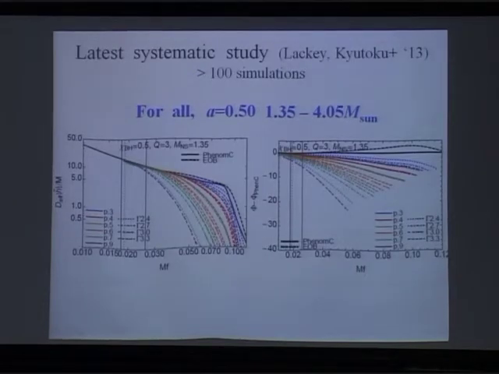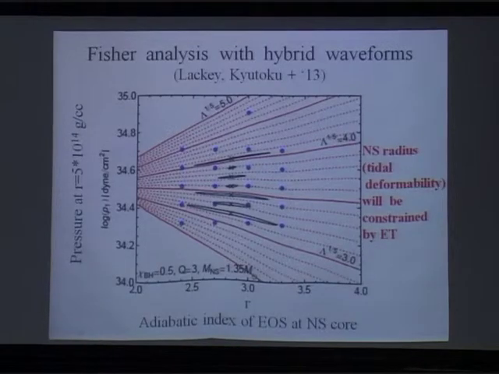Recently, Ben Rocky and Q-Talk performed more systematic simulations, performing more than 100 simulations and trying to perform some data analysis study. This is also the Fourier spectrum, and each curve shows a different numerical result changing the equation of state. Anyway, you can see a similar result. And by using this type of numerical result, they performed a data analysis study.